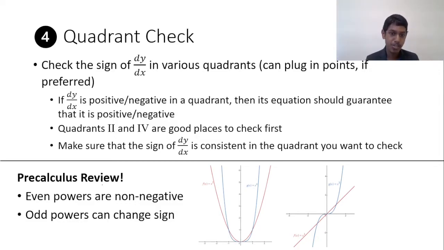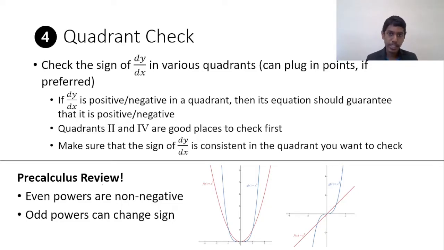But you still have to make sure that dy/dx is consistent in the quadrant you want to check. As we'll see in the next video, sometimes the sign of dy/dx can be both positive and negative in one quadrant, in which case you won't want to check a point in that quadrant because it's not consistent.